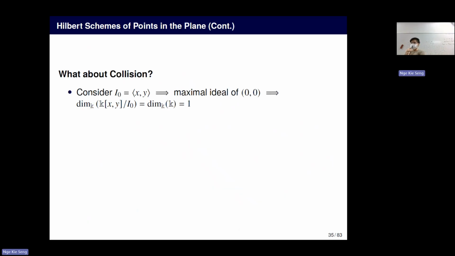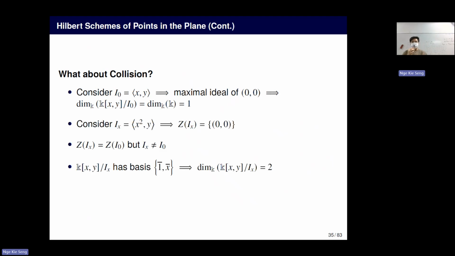Now let's see what happens when the points are not distinct, and we want to describe a point that has some thickness or multiplicity, particularly when collision happens. Consider the ideal I naught, which represents a single point at the origin, with which the corresponding quotient has dimension 1. Consider another ideal Ix generated by x squared and y, whose zero set is also the origin, but the ideals are different, and this ideal has co-length 2. In particular, the ideal knows that the point should be counted as 2 in some sense. This is an example of a fat point.